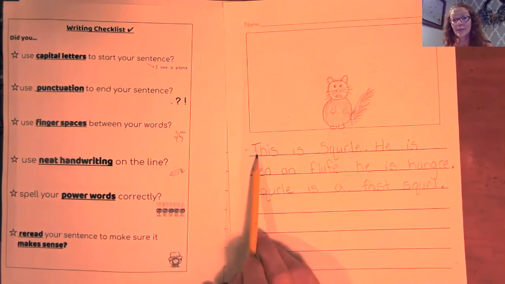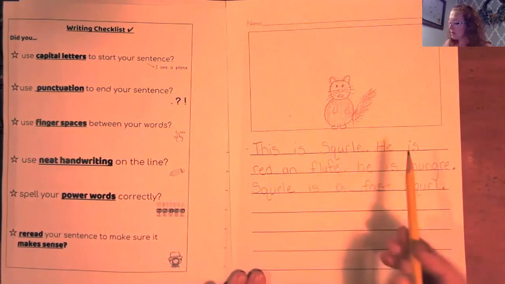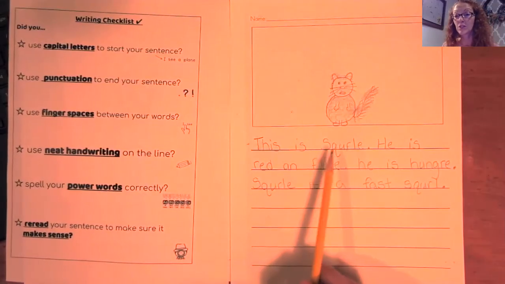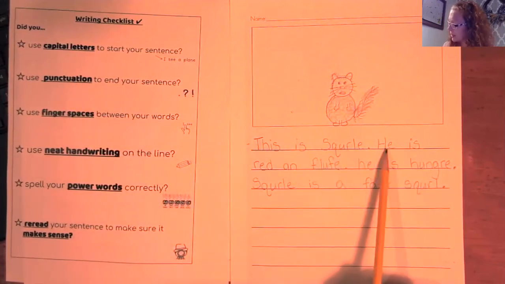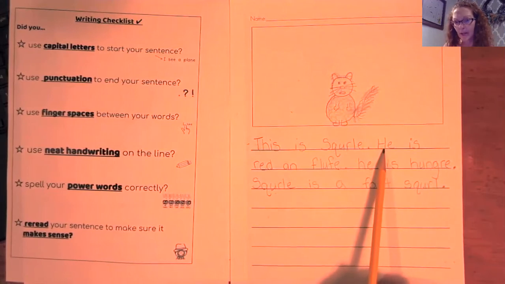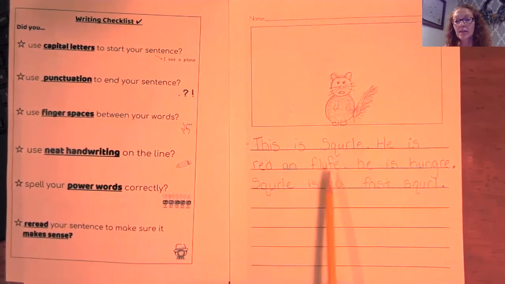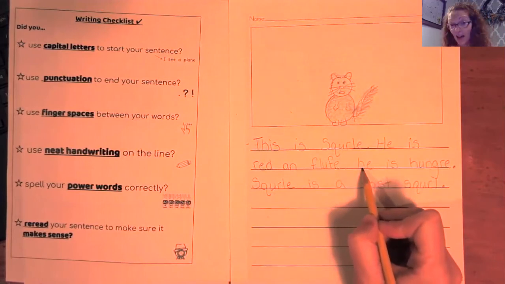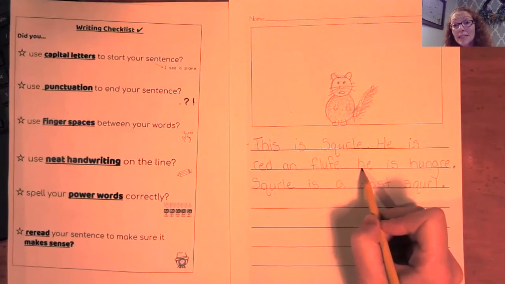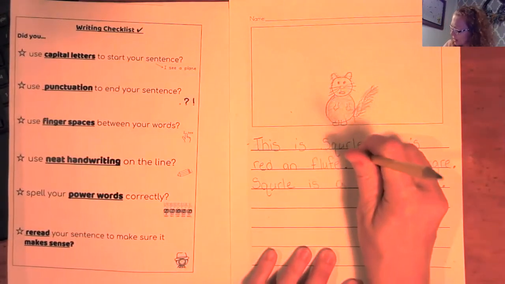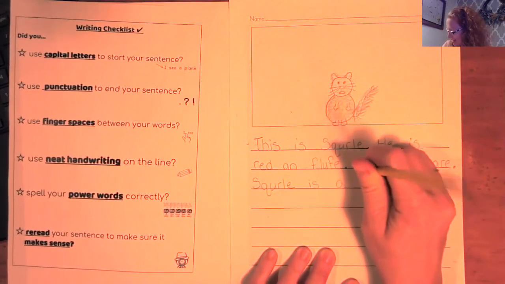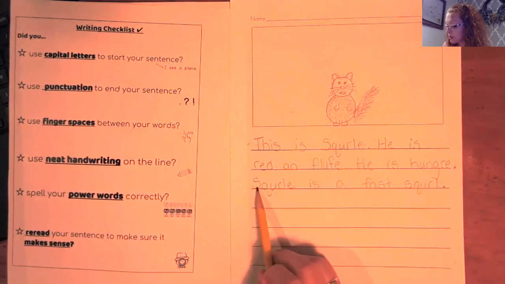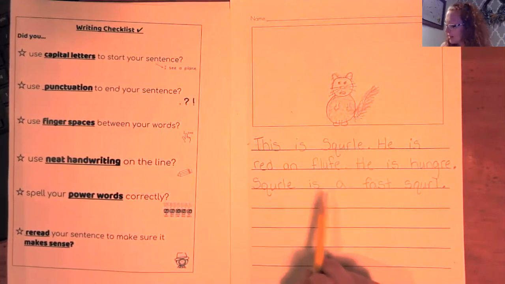All right, capital letter to start my sentence. Is this sentence good? This is Squirrely. Yep. Okay. Punctuation. All right, so that's ready. This is Squirrely. That's a ready one. Still on capital letters. This is the beginning of his next sentence. Is that a capital? Absolutely. He is red and fluffy. And there's my period. So I know the next word is a new sentence. He. Is that a capital? No. I missed one again. Wow, it's a good thing I have this writing checklist and a little bit of an eraser left. That's okay. He is hungry. Squirrely, capital S, yes, I got one, is a fast squirrel.